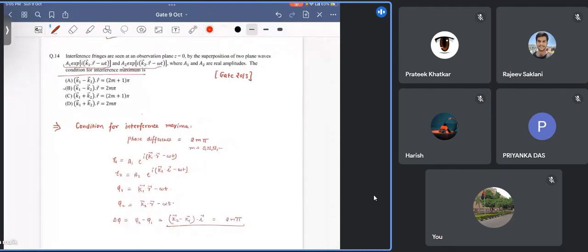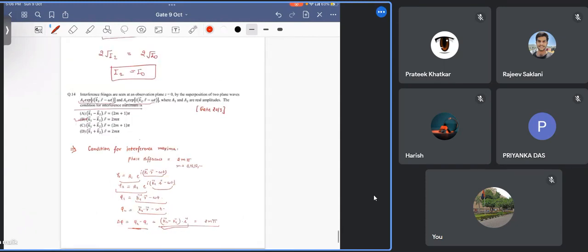So the phase difference for this wave and this wave: this has the phase phi1, let's say k1 dot r minus omega t, and phi2 is k2 dot r. We just subtract them and put it equal to 2mπ. So this is the correct option for that.